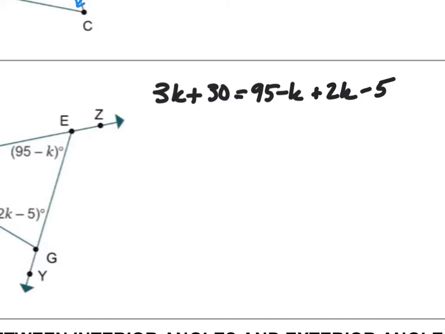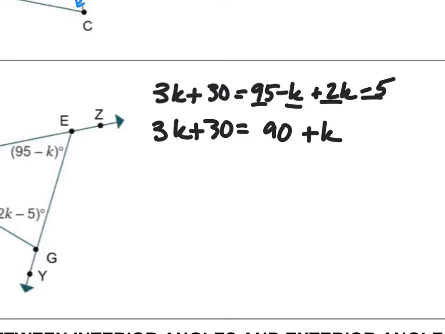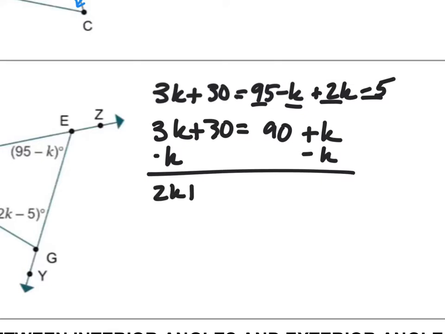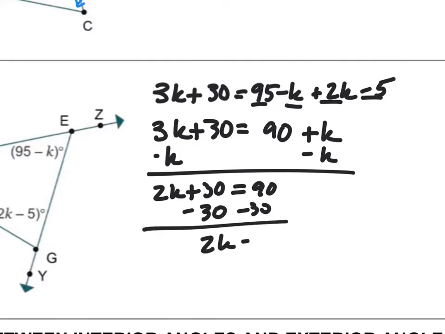Now let's solve this for K, and then we'll plug it back in to find out what that other angle measure is. Let's combine like terms. I've got 95 minus 5, that gives me 90, and negative K plus 2K is just positive K. Then I'm going to subtract K from both sides, and that gives me 2K plus 30 is equal to 90. If I subtract 30 from both sides, that gives me 2K is equal to 60. And if I divide by 2 on both sides, I get that K is equal to 30.